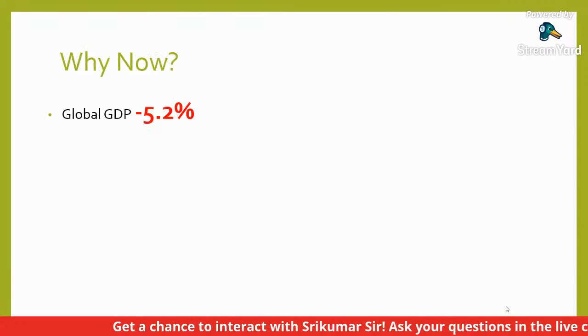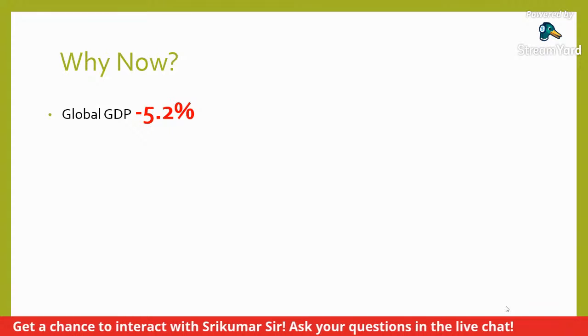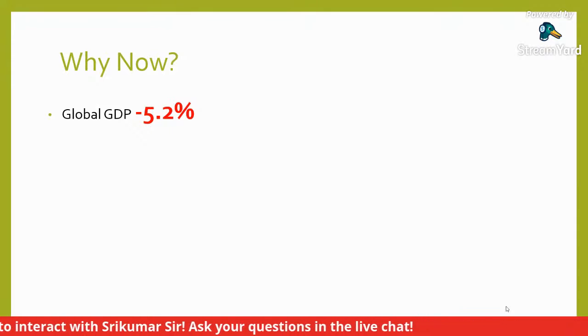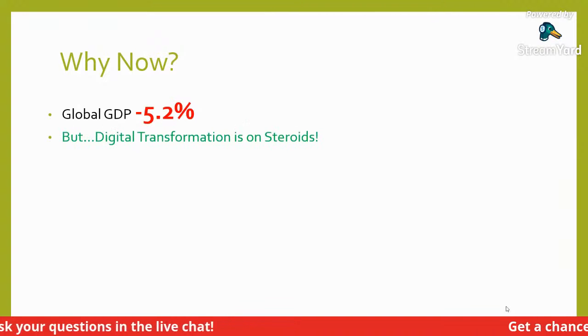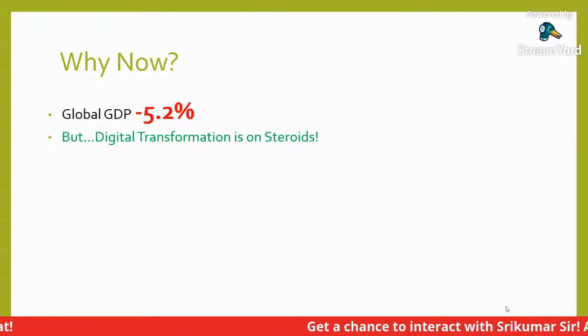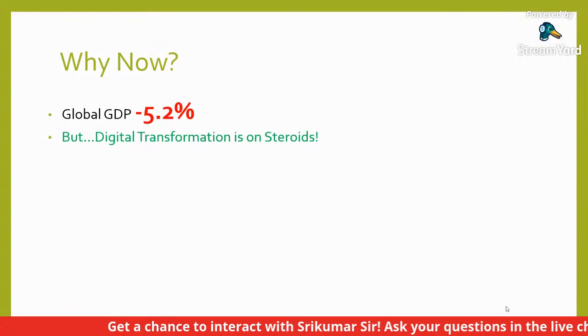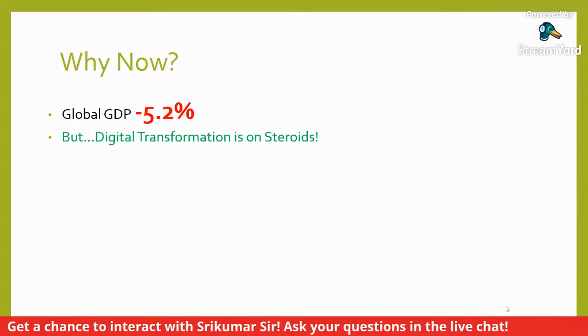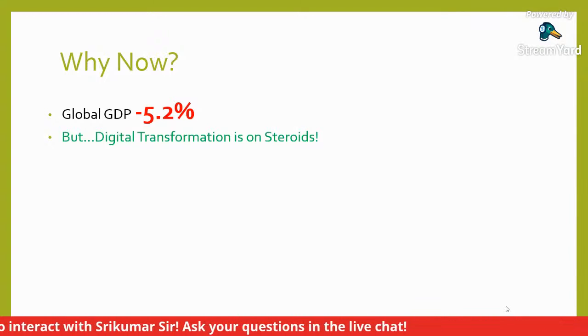This is probably the last slide I'll cover. We are in the midst of a pandemic. We have seen the world GDP contract by 5%. But look at the flip side, digital transformation. Everything that used to be done manually, you had to go out and eat at restaurants, you had to go to the classrooms to get knowledge, all of that has become digital, right? That's why I call digital transformation is on steroids.